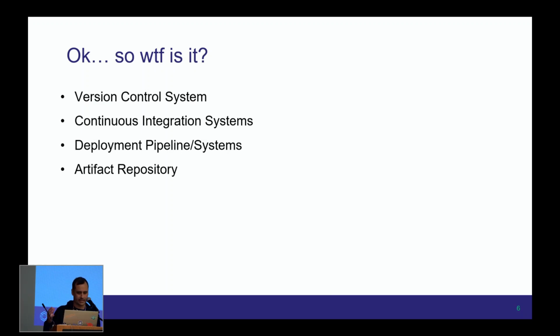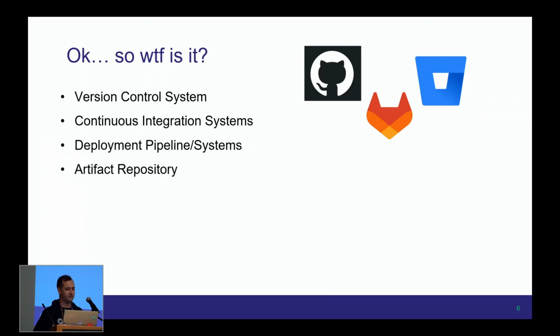So what is it? First up, we have the version control system. This is going to be something like GitHub or GitLab or Bitbucket. This is the place where you're going to have your actual source code stored. This is going to generally be Git-backed and provide some nice features such as branching, and we can track changes and see who's done what and verify that the actual people pushing code are who they say they are.